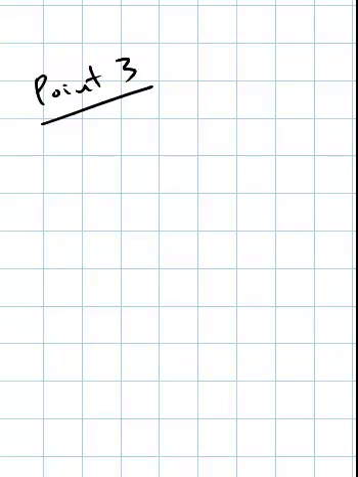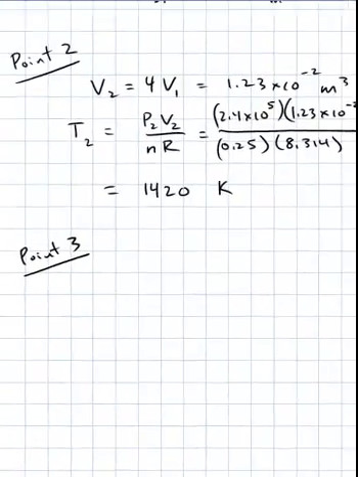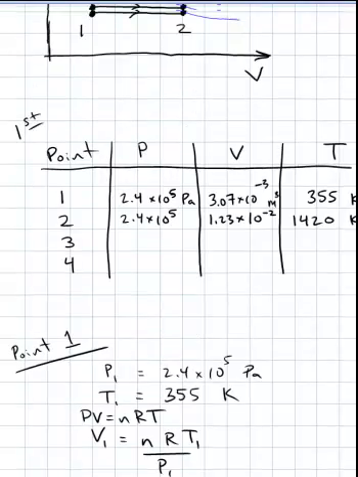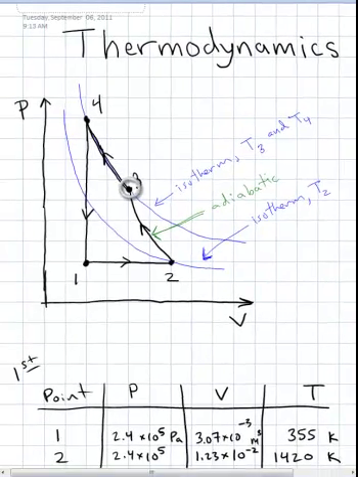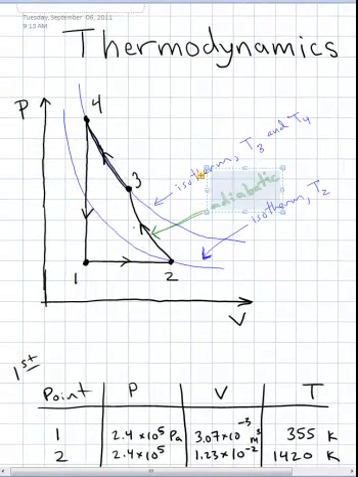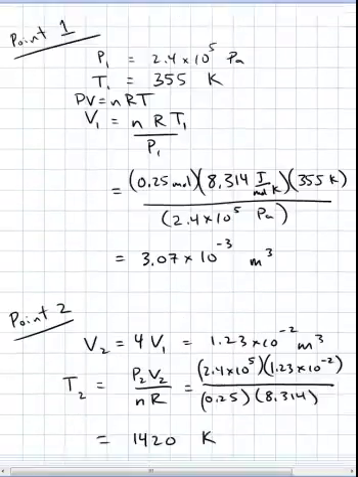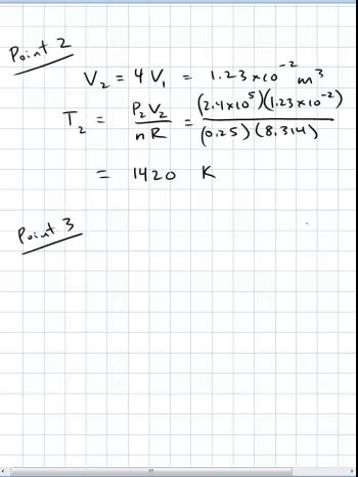Point 3. Here it starts to get a little tricky. Let's go back and look at our PV diagram. We know a lot of information at point 2. We're trying to figure it out at point 3. And what connects those 2 points? An adiabatic process. So let's go take a look at what we can know about adiabatic processes.